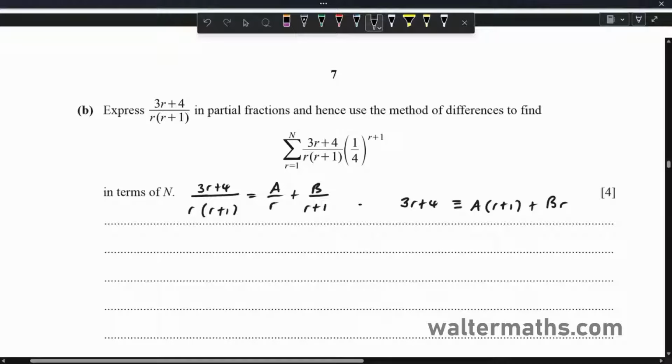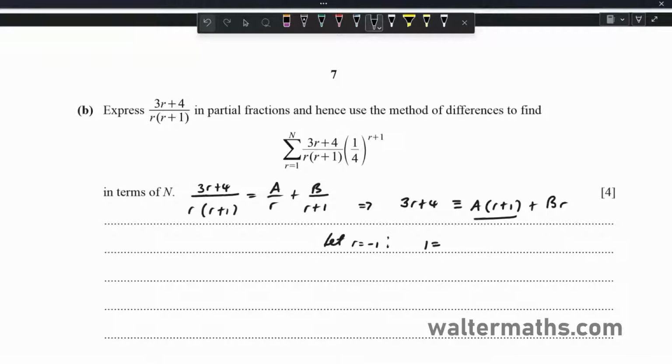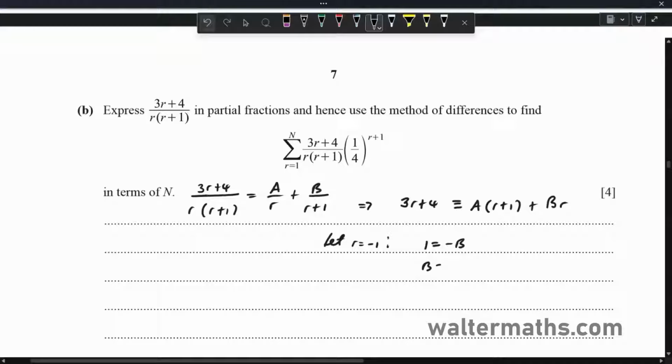So this has led us to having this. So I'll say let r be equal to minus 1, so that if r is minus 1 here, 3 of minus 1 plus 4 is 1, and it's equal to, this becomes 0, and we have minus b, so b is equal to minus 1. And let r be equal to 0, so that we'll be having 4 is equal to, this part becomes 0, but here we have a of 1, so a is 4 basically.